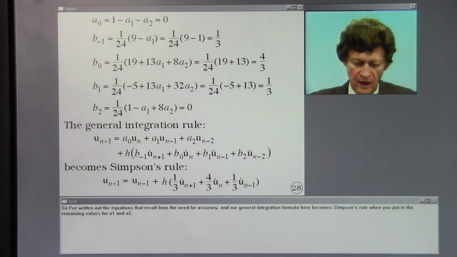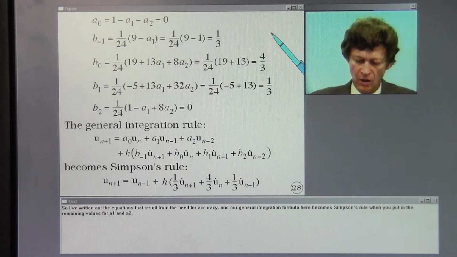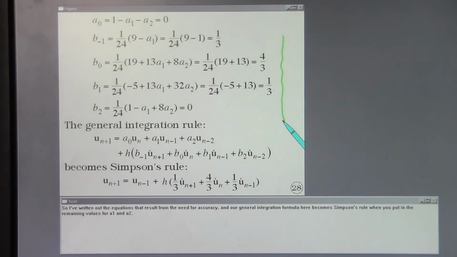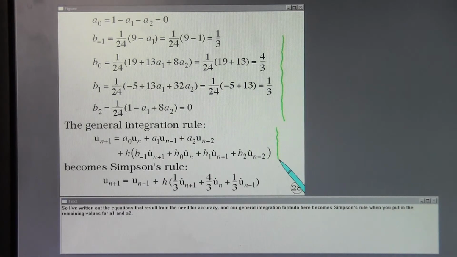So I've written out the equations that result from the need for accuracy, and our general integration formula here becomes Simpson's rule when you put in the remaining values for A1 and A2.